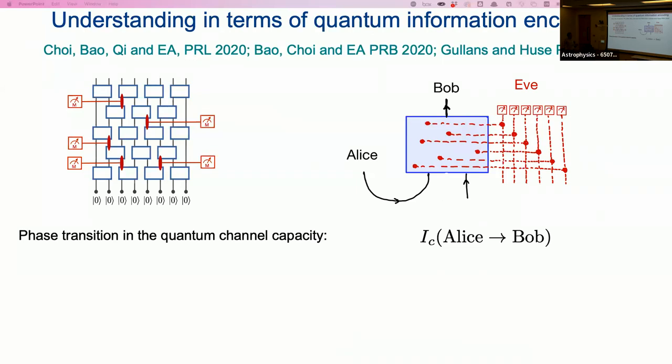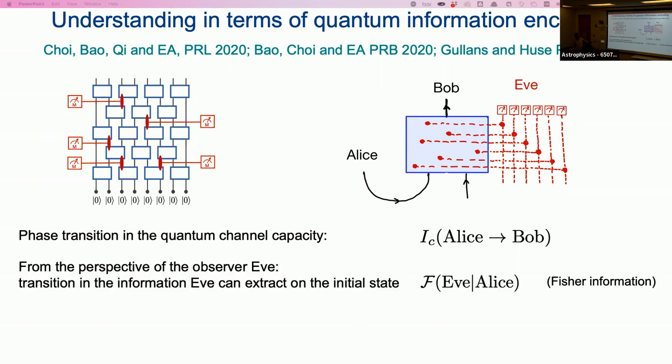And it turns out that this phase transition is exactly a phase transition in the so-called quantum channel capacity, in the theoretical ability of Bob to reconstruct Alice's state. And that fidelity of being able to reconstruct Alice's state goes to zero if the eavesdropper measures too much and destroys the quantum information. And there is an interesting flip side. You can also look at this transition information theoretically from the side of the eavesdropper Eve. You can ask how much information the eavesdropper is accumulating about the initial state by looking at it only locally.